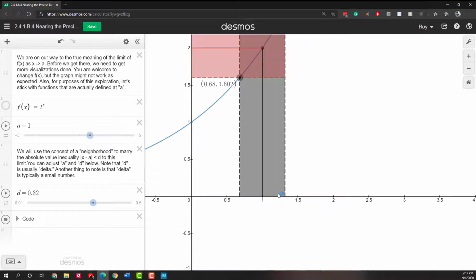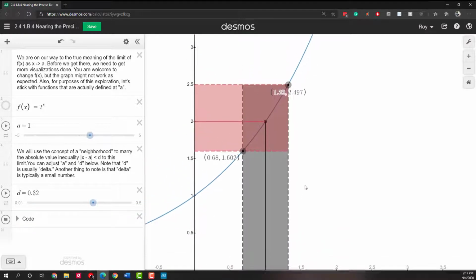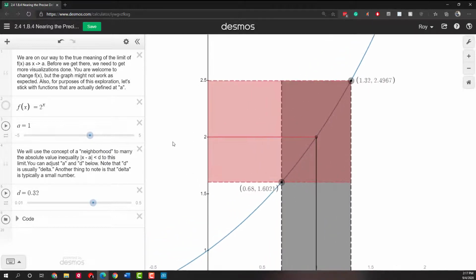Okay. The delta neighborhood that we have is symmetric. It's centered at 1 and it wiggles by 0.32. So this is 1 plus 0.32 right here, even though it says undefined, and it's 1 minus 0.32 there. It is a symmetric delta neighborhood. However, as you look up here, this is not a symmetric epsilon neighborhood, and that's a problem.